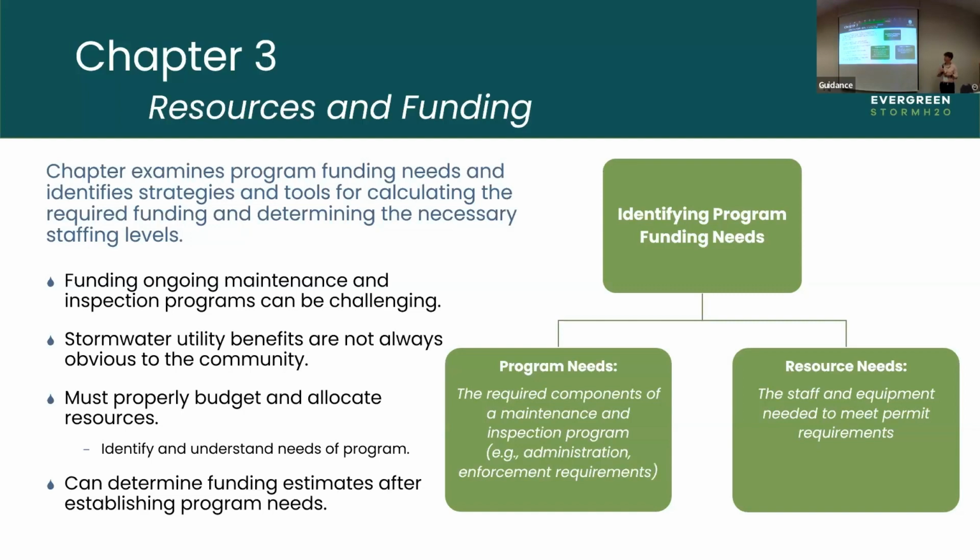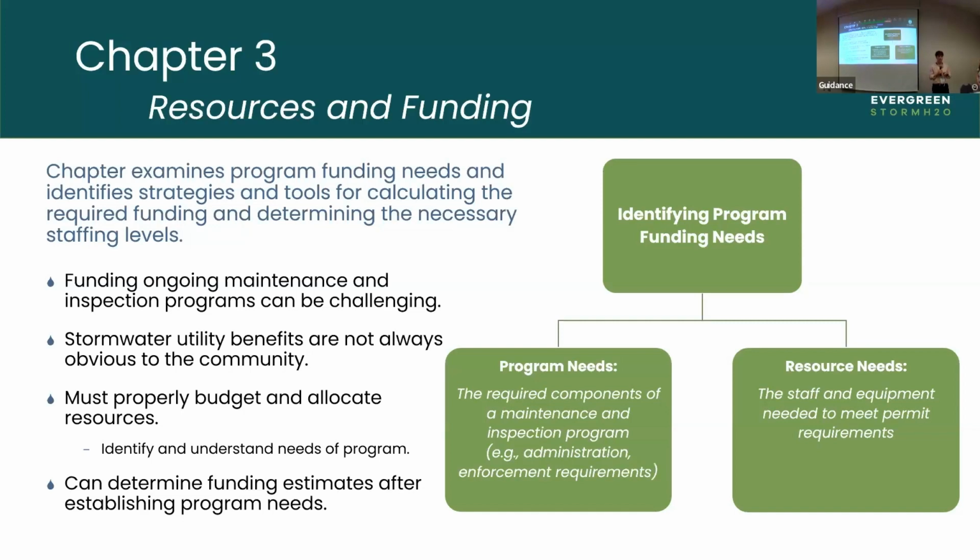We have identifying program and funding needs. The program needs are the required components of a maintenance and inspection program, like administration and enforcement requirements. The resource needs are the staff and equipment needs for the program. So funding ongoing maintenance and inspection programs is something that can be challenging. Stormwater utility benefits aren't something that's always understood by the community, why they're important. And it's important to properly budget and allocate resources for these programs.